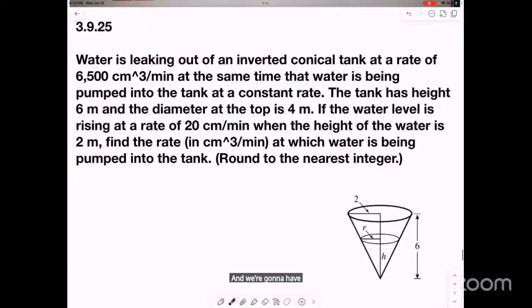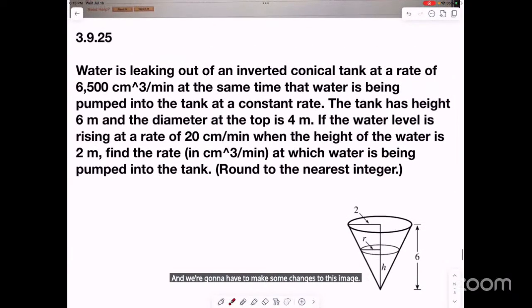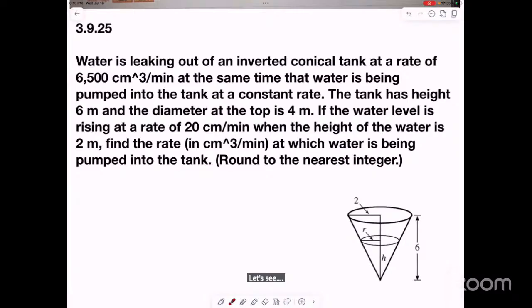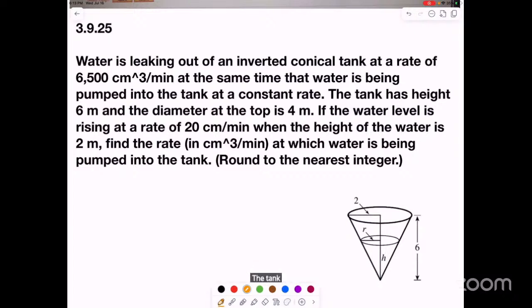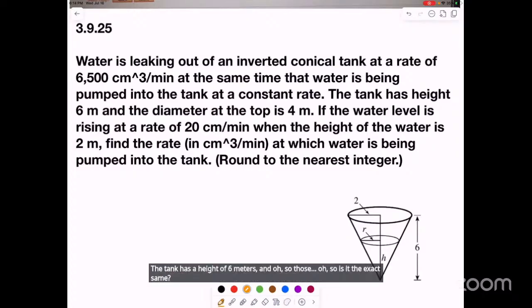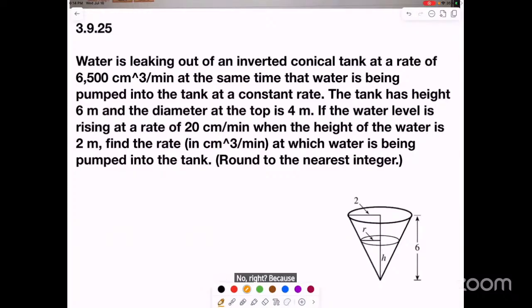And we're going to have to make some changes to this image. Let's see. So the 2 and the 6 need to change. Water is leaking out of an inverted conical tank at a rate of 6,500 cubic centimeters per minute at the same time that water is being pumped into the tank at a constant rate. The tank has a height of 6 meters, and so is it the exact same? No, right? Because the leaking rate is different. Because I think we had 10,000 before, right? Okay, so let's account for these changes.